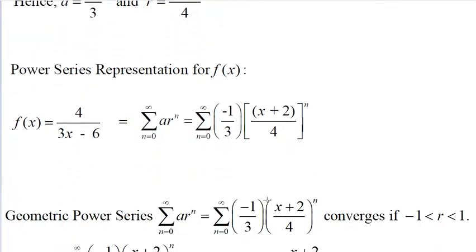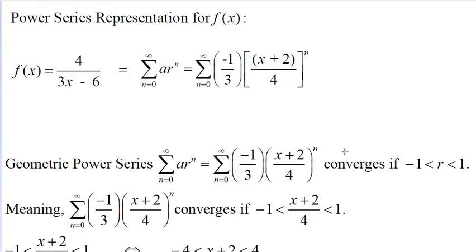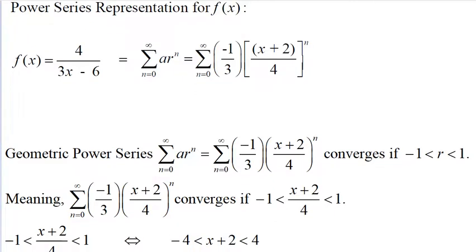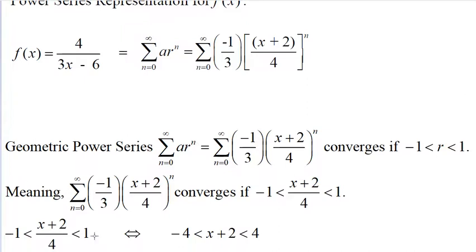This power series converges as long as r is between negative 1 and 1, but r is x plus 2 over 4. So this power series converges if x plus 2 over 4 is between negative 1 and 1. And then we need to solve for x. So multiply everything by 4. Negative 1 times 4 is negative 4. 1 times 4 is 4. And x plus 2 over 4 times 4 is x plus 2.